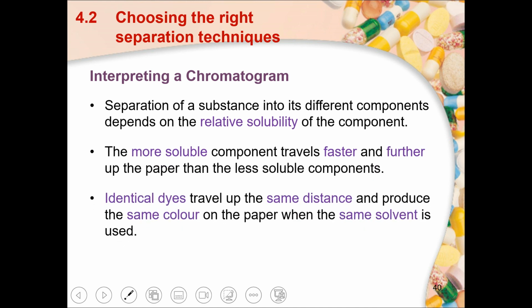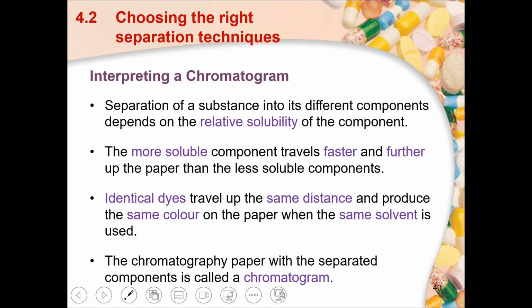So you can see over here how to interpret a chromatogram. After your chromatography has finished, that piece of paper is called a chromatogram. We separate it using relative solubility. The more soluble something is, the more the water carries it along, so it travels faster and further. Identical compounds will travel the same distance and produce the same color when you use the same solvent. And finally, like I said just now, this thing at the end is called a chromatogram.